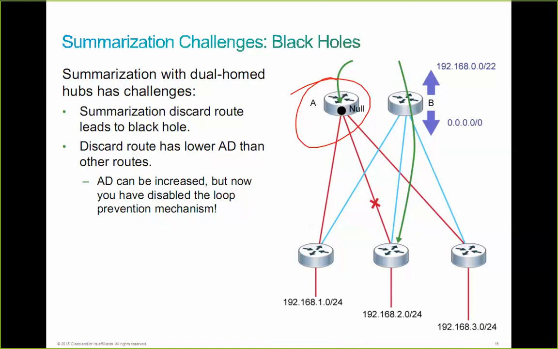All right? By the way, that null 0 route is called a discard route because packets that match the null 0 interface get dropped. They go to a bit bucket. All right? Now, how do we prevent that from occurring? How do we prevent that process from occurring?